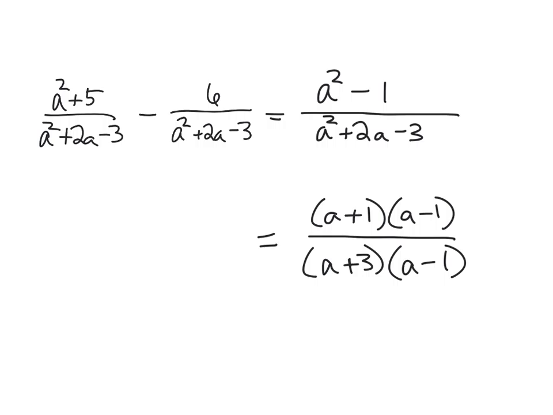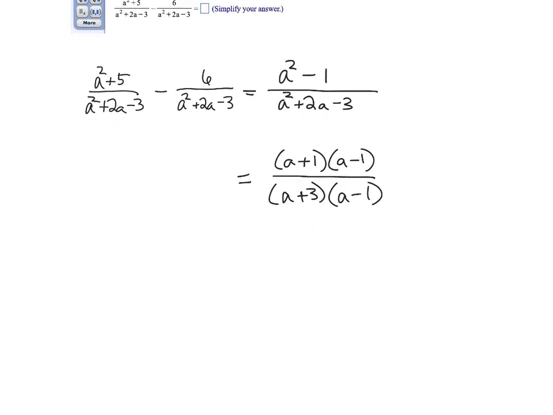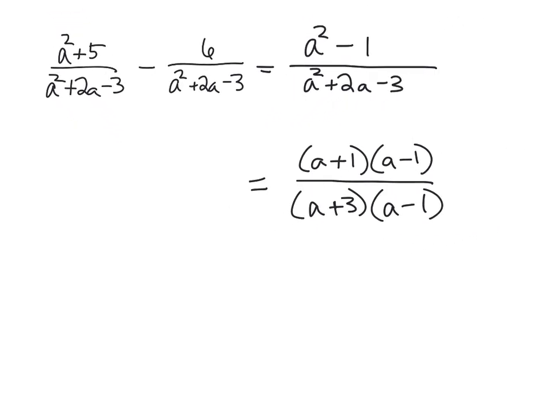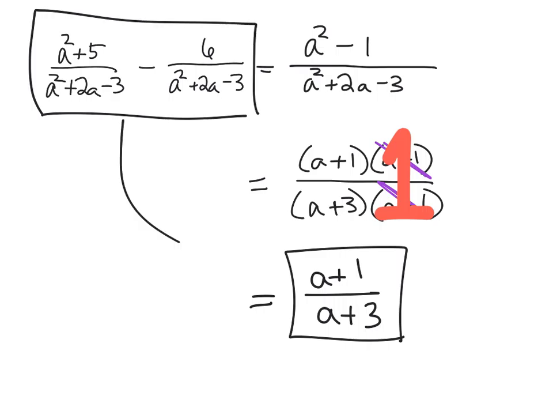Now I'm going to look for common factors, and I see that I have a common factor of a minus 1 over a minus 1. So right here, a minus 1 over a minus 1. I know that that is equal to 1 whole right there. And so our final answer is the fraction a plus 1 over a plus 3. So that original expression simplifies to a plus 1 over a plus 3.